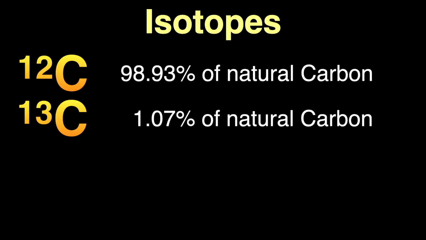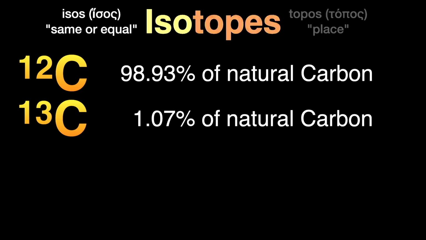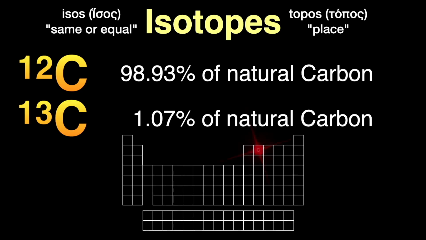By the way, the word isotope comes from the Greek, isos, meaning same or equal, and topos, meaning place, since all these various forms of carbon occupy the same place in the periodic table.